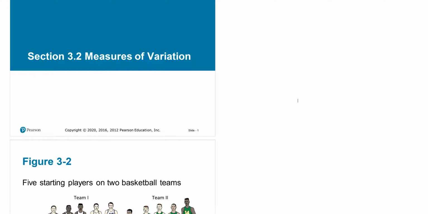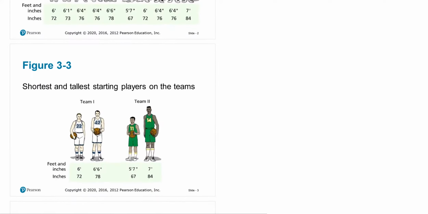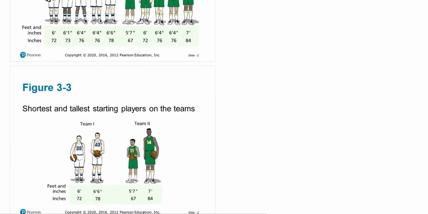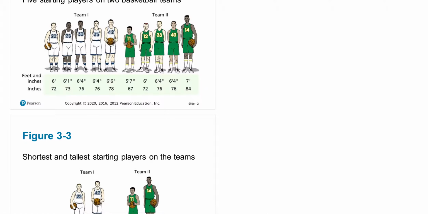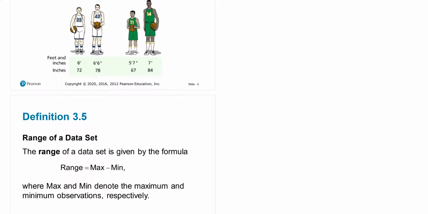What is the range? Here they talk about those players, who's the shortest and who's the tallest. To find the range of the data, you always take the maximum minus the minimum, or the highest minus the lowest, in this case the tallest minus the shortest. So that's called the range.